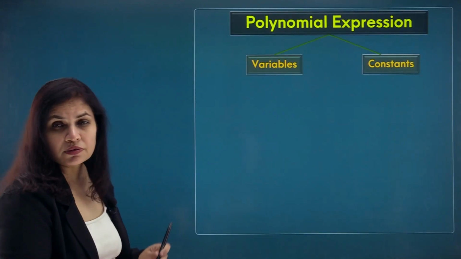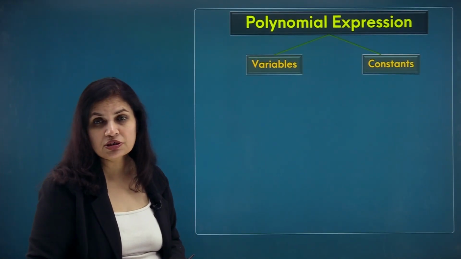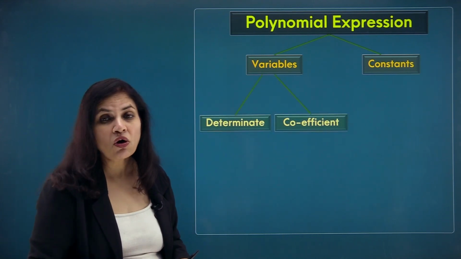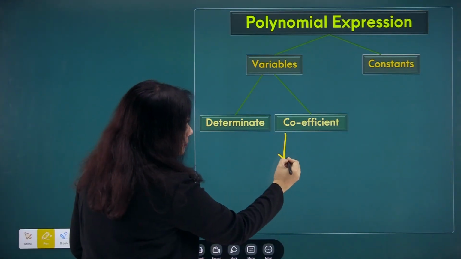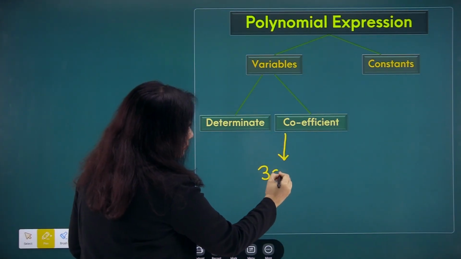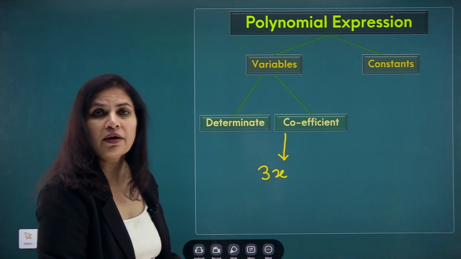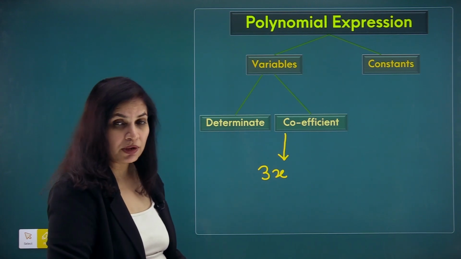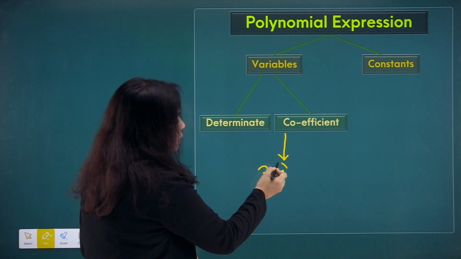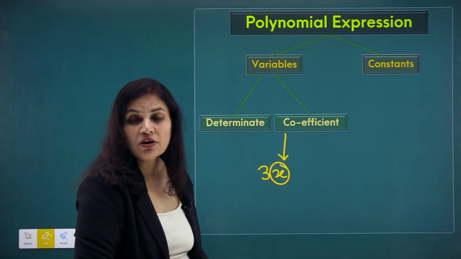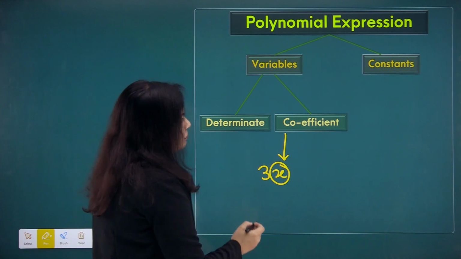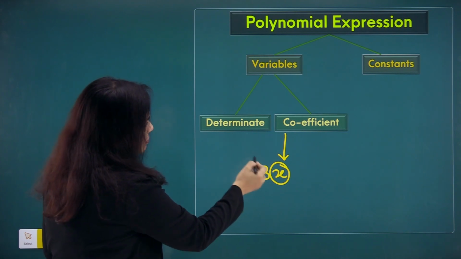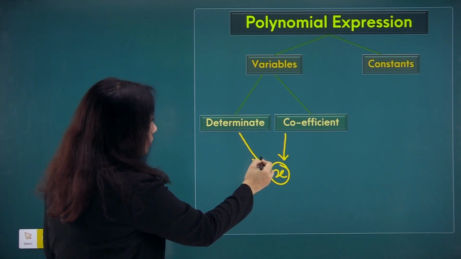Polynomial expressions. As I told you, a polynomial expression consists of variables and constants, where variables are determinants or coefficients. Like if I have 3x as one of the terms, then x is the variable of the term, and it is also a determinant and coefficient. So, a variable term will consist of a determinant and a coefficient.